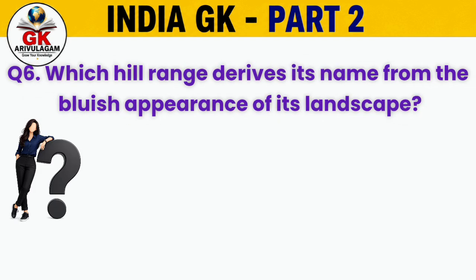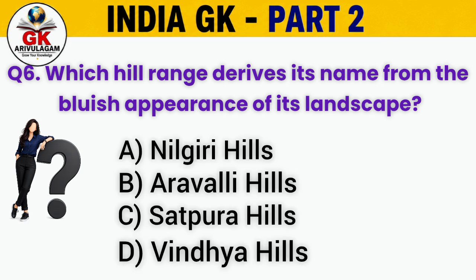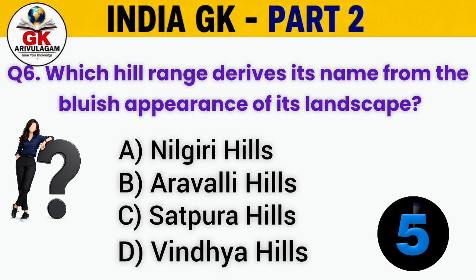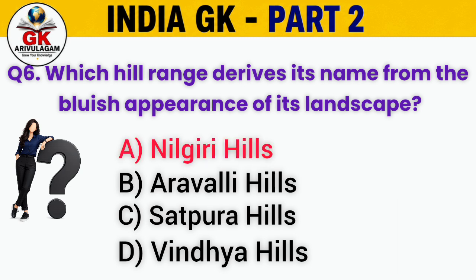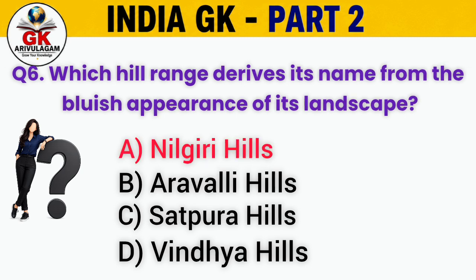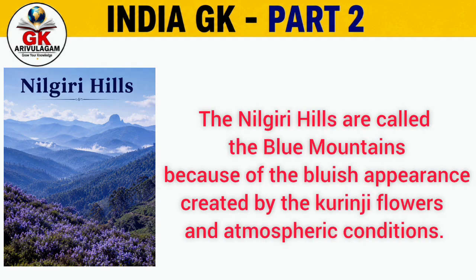Which hill range derives its name from the bluish appearance of its landscape? Answer: Nilgiri Hills. The bluish appearance is all because of Kurinji flowers and its atmospheric conditions.